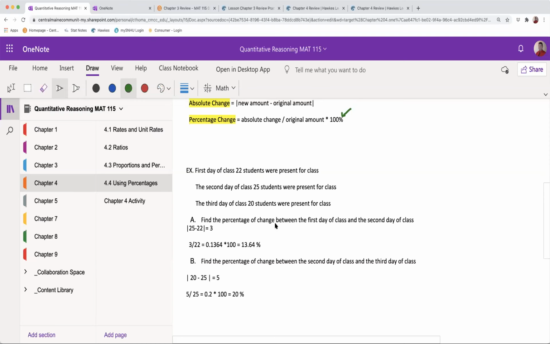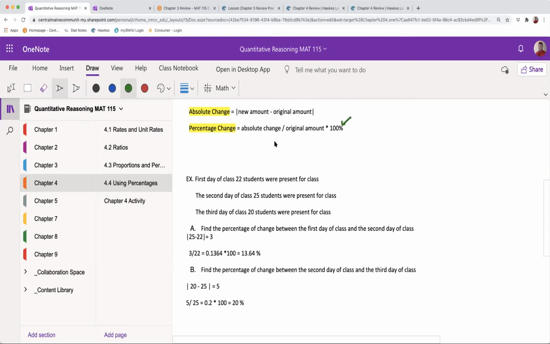So in part A, find the percent change between the first day of class and the second day of class. So our first day of class is our original amount. Second day of class is our new amount. So absolute value of new, which is 25 students. And I subtract out my original, which was 22. So 25 minus 22 is 3.